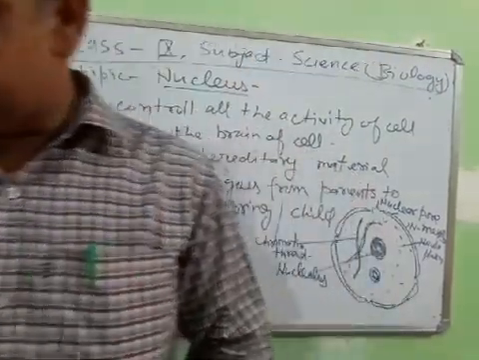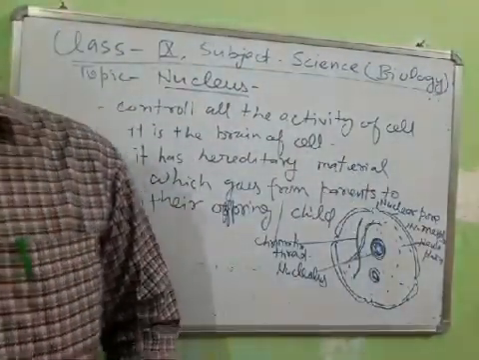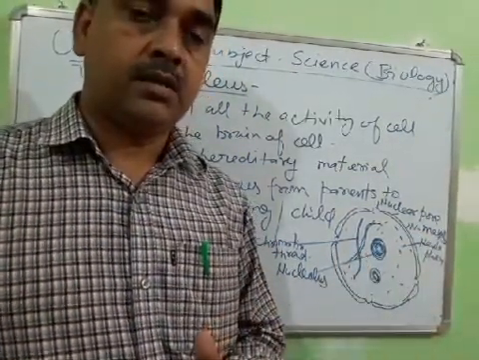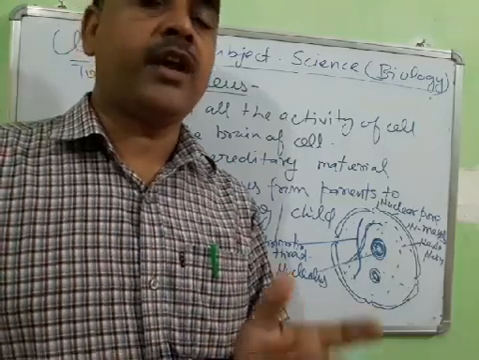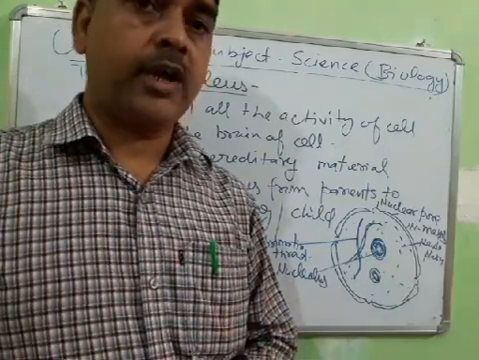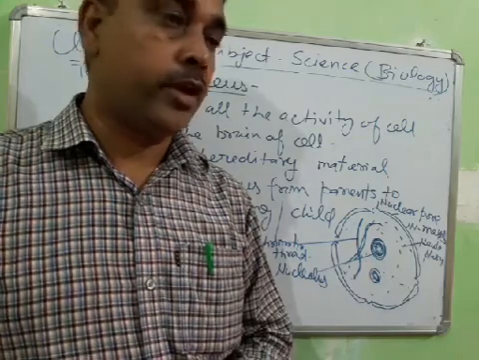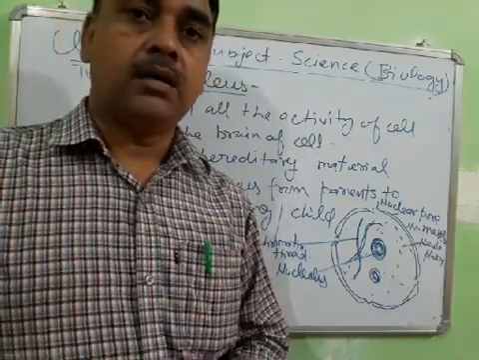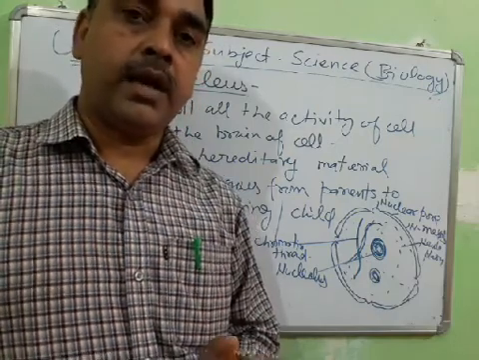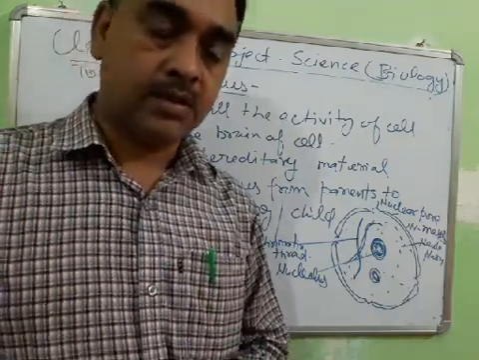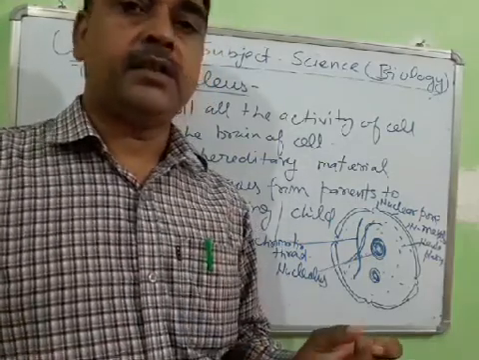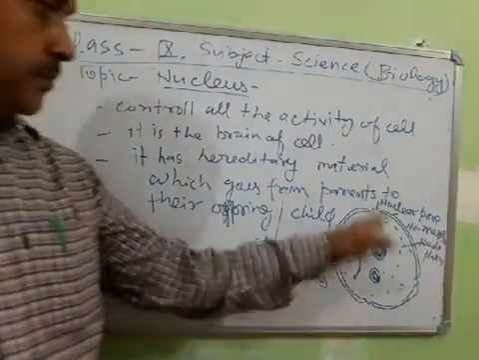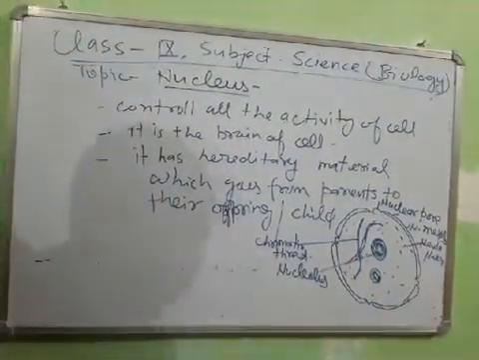So, student, some cells lack the nucleus, like the prokaryotic cell. Only the eukaryotic cell has the nucleus and performs all the activity of the cell. This is generally found in multicellular organisms. Okay, student. So, what is the work of these parts of the nucleus?